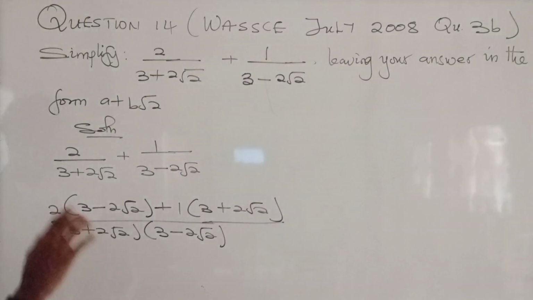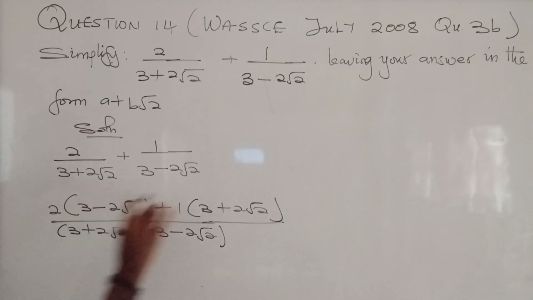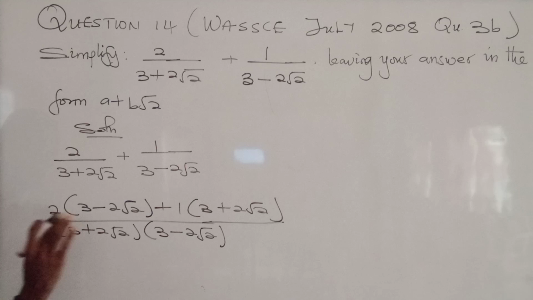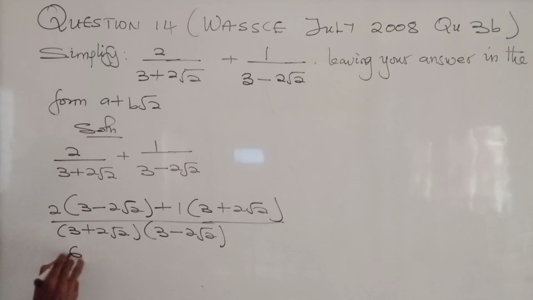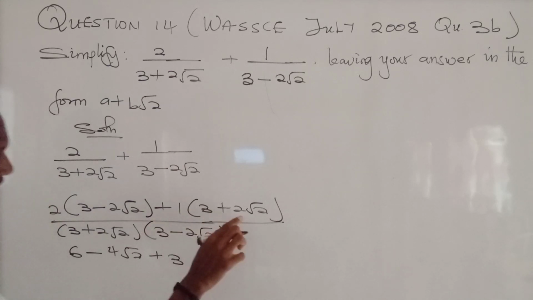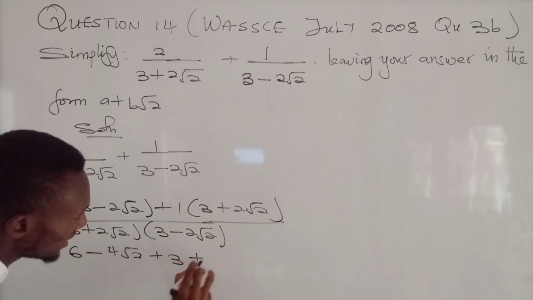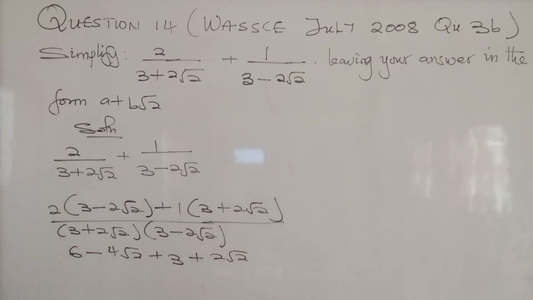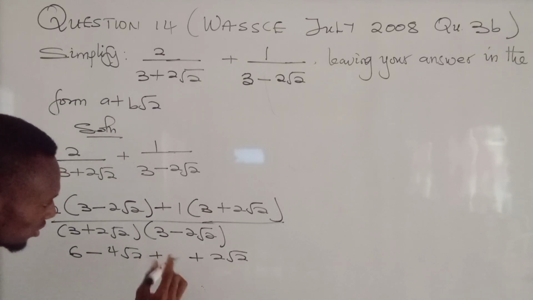So I'm going to open the bracket at the numerator. 2 times this 3 gives me 6, so I have 6, and 2 times this minus 2 root 2 gives me minus 4 root 2. I hope you understand and you agree with me up to this point. And this positive 1 will also open its bracket, so this positive 1 times 3 gives you positive 3, and this positive 1 times positive 2 root 2 gives me positive 2 root 2. I hope you understand it and the explanation is clear enough up to this point.